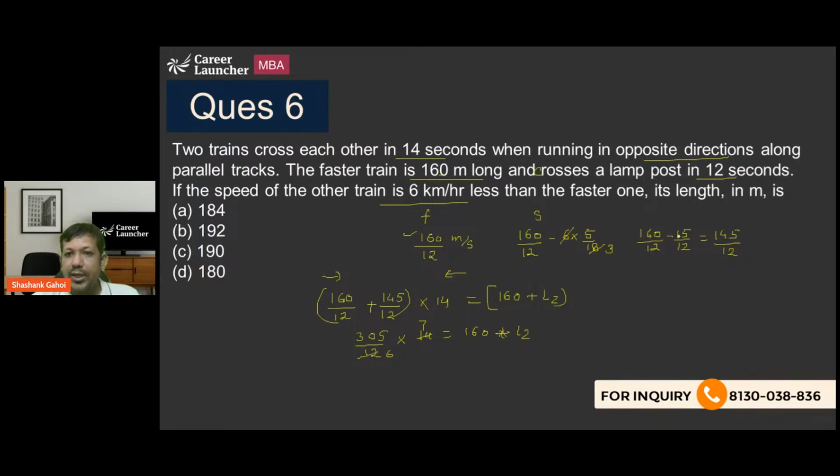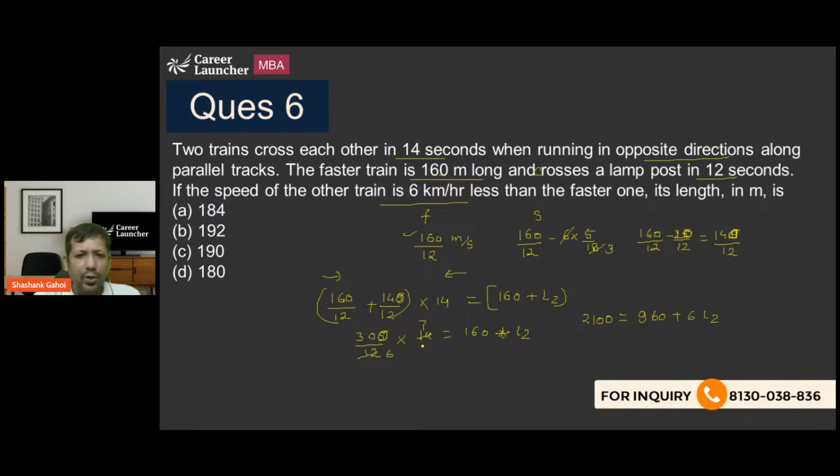Oh, I made a mistake. It is not 15 by 12, it is 20 by 12. Oh, so it is 140. Okay. So it should be 300 into 7 upon 6. Okay. So what I'm going to get, 2100 is equal to 960 plus 6L2.